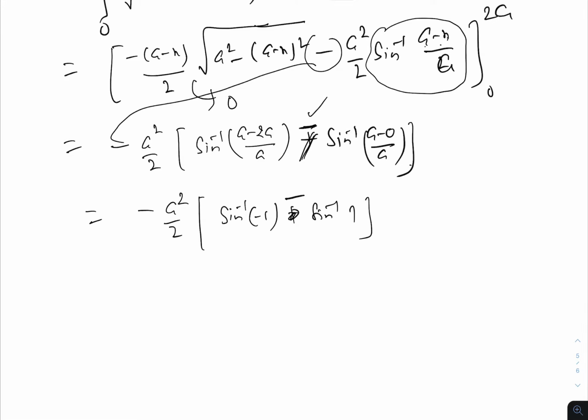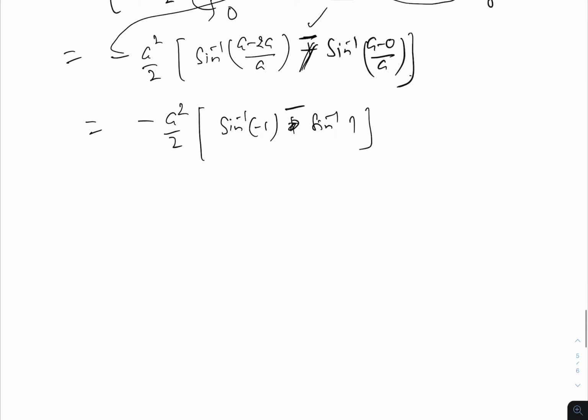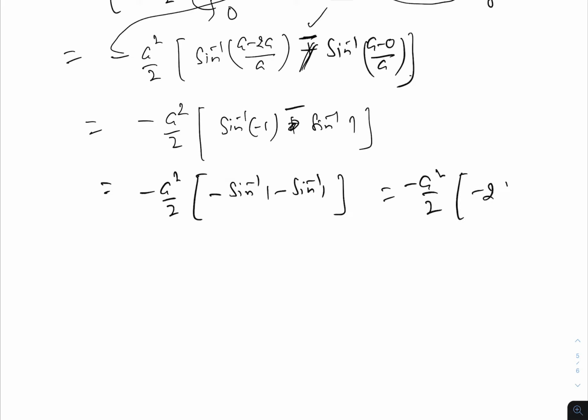So, do take care. So, this is equal to minus a square by 2, and this is minus sine inverse 1 minus sine inverse 1. So this is minus a square by 2 minus 2 times sine inverse 1. So these 2 cancel, minus minus plus a square, and sine inverse 1 is pi by 2. So the answer is pi square by 2.